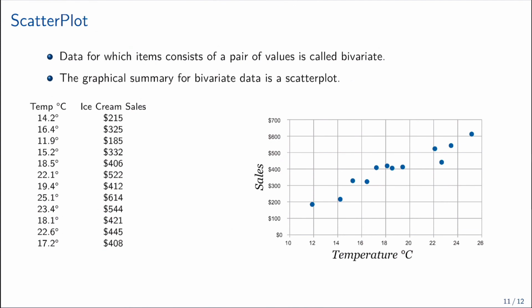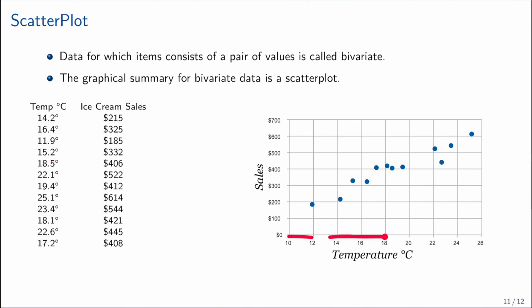The final way of relating data is the scatterplot. Scatterplots are useful when we have two variables. Like in this case, I have temperature and ice cream sales. This is telling me how the ice cream sales are related with the temperature in Celsius. We have different temperatures and different values for how much was sold at that temperature. And it's not in order.